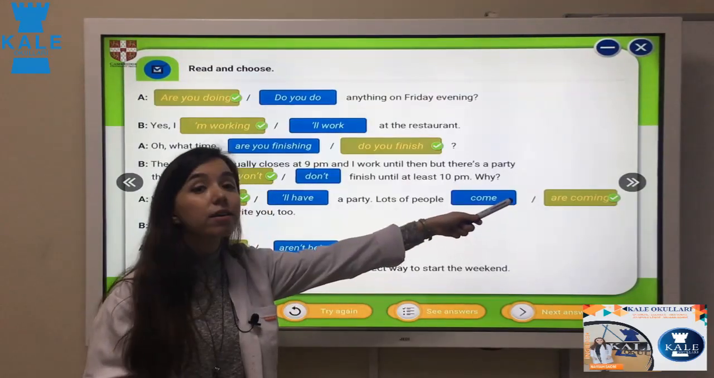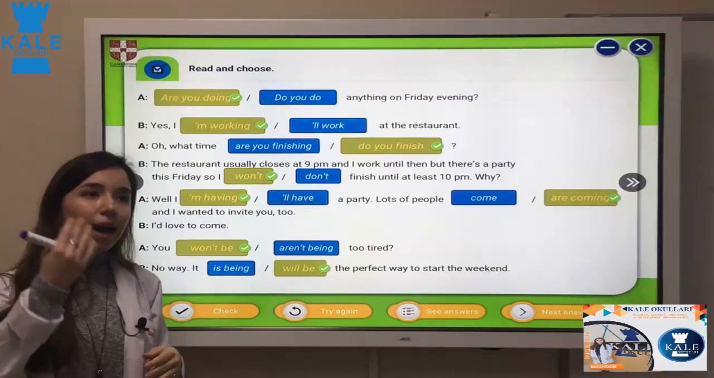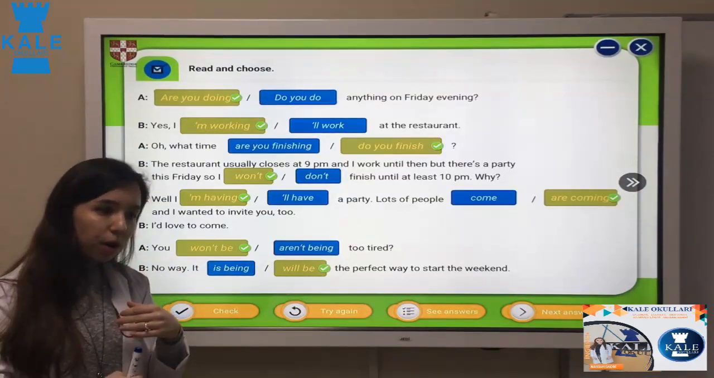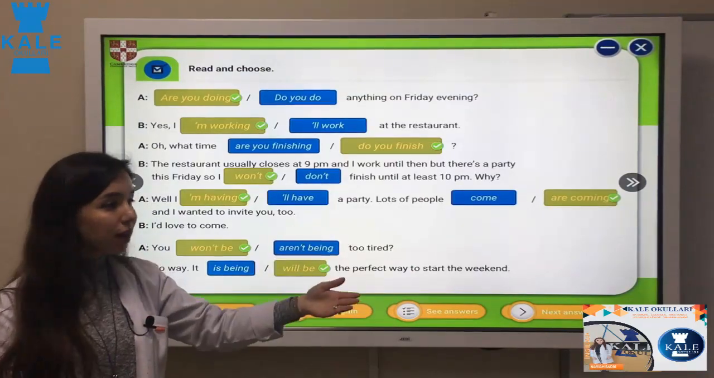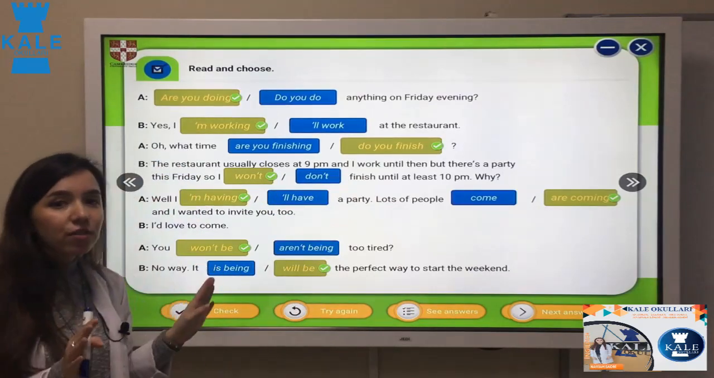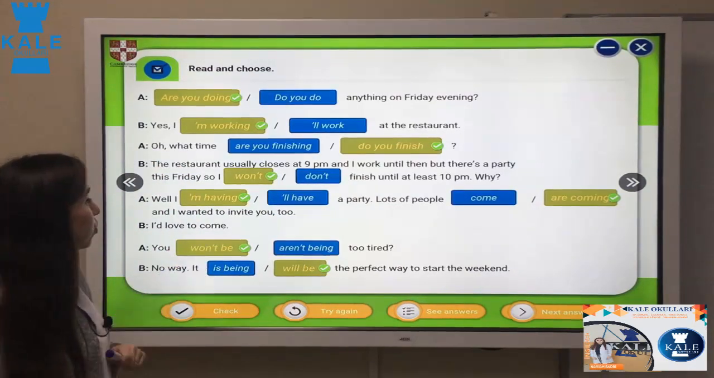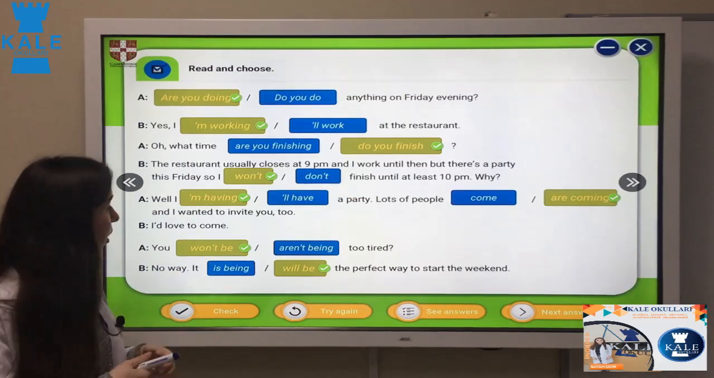Lots of people are coming. Here again present continuous. Why? Because I arranged something. I'm having a party. So I called my friends one by one. This will come. So, are coming. Yes. Why? Because it's arranged. Everything is finished. And I wanted to invite you too. I would love to come. So I would love to come.